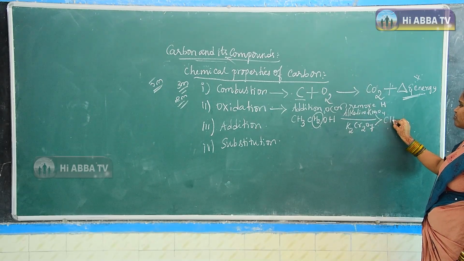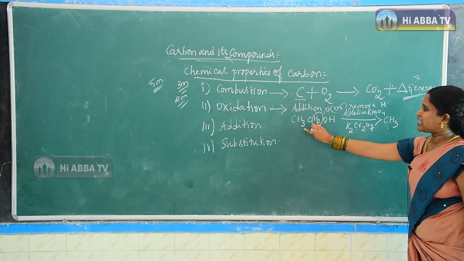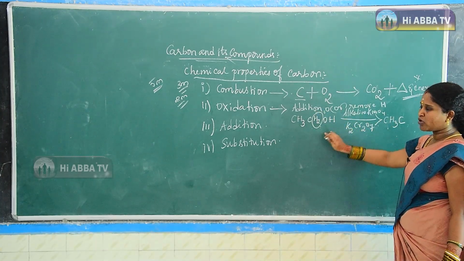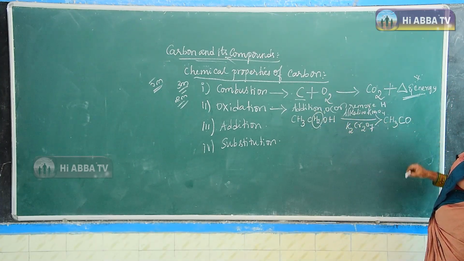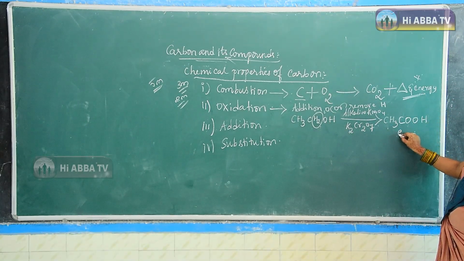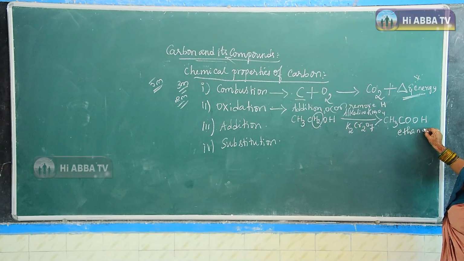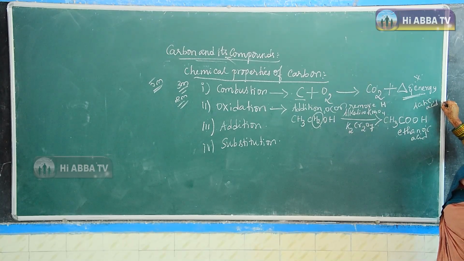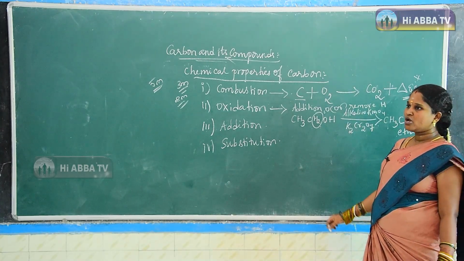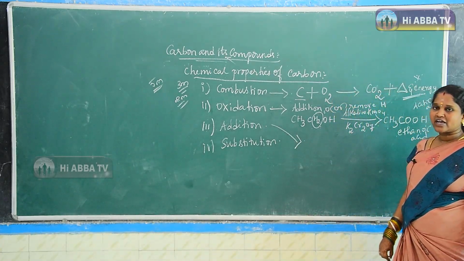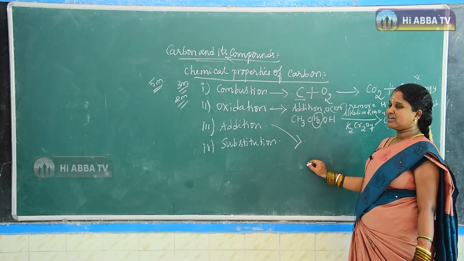So the equation can be written as CH3, it remains the same, C, and hydrogen I am going to remove, I am going to add oxygen, and here what is the remaining thing? OH, and it forms what? Ethanoic acid, which otherwise is termed as acetic acid. So this is termed as which reaction? Oxidation reaction.